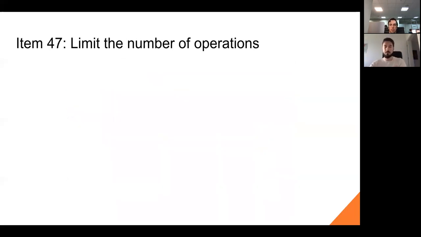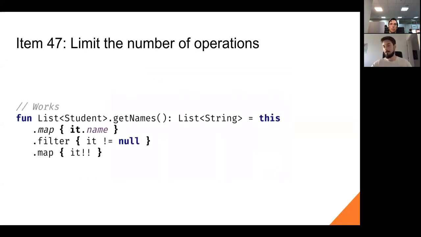Okay, and when we think about list processing, one more thing we can do to make it faster is limit the number of operations. For that, it's better to know more operations. Take a look at the following processing. What would you suggest to change in here to make it faster? Filter beforehand, and then combine the two map operations into a single one.